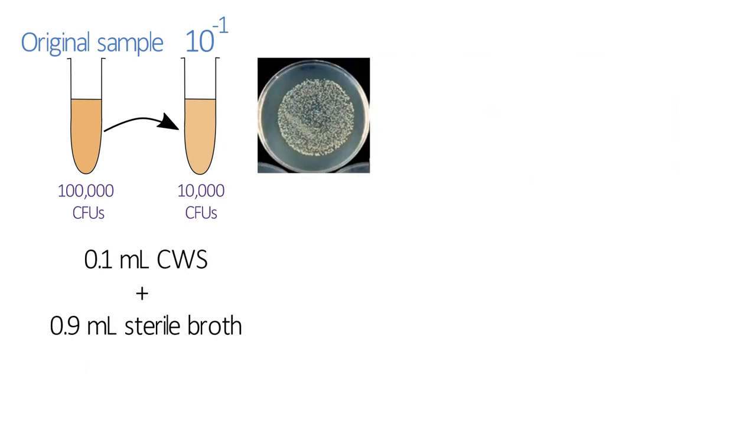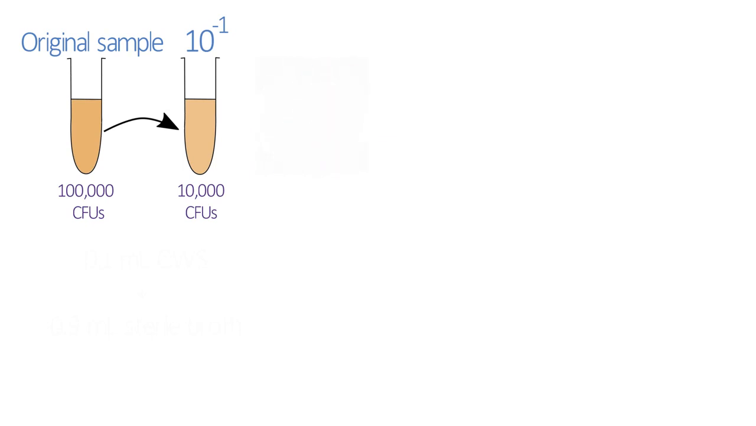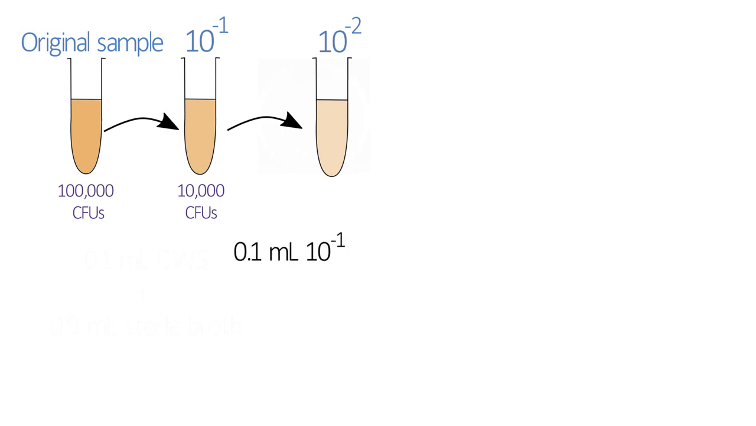However, if we plate out this dilution, we might still have too many colonies to count, so we're going to have to set up another dilution. The easiest way to do this is to do exactly the same thing again, but this time to dilute the 10 to the minus 1 dilution by tenfold to give a 10 to the minus 2 dilution. So we'll take 0.1 ml of the 10 to the minus 1 dilution and add it to a fresh 0.9 ml of sterile nutrient broth. So this has now been diluted 100 times compared to the original sample. So we'd expect this sample to have 1,000 colony-forming units in it.